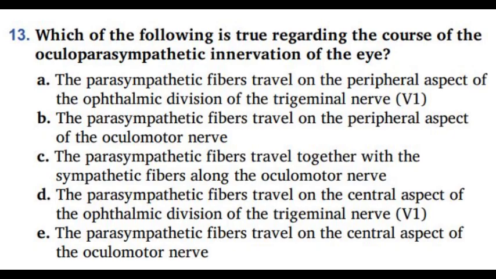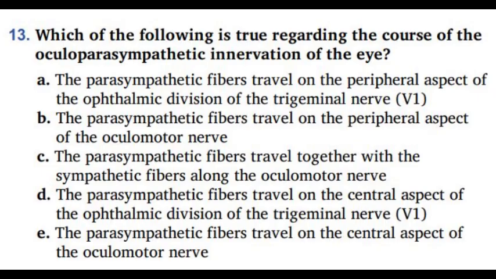Our next question says, which of the following is true regarding the course of the oculoparasympathetic innervation of the eye? We've had a little discussion about this earlier, so let's look at the option. The parasympathetic fibers travel on the peripheral aspects of the ophthalmic division of the trigeminal nerve, V1. That is false. We know that the parasympathetic fibers actually travel alongside the oculomotor nerve, on the peripheral aspect of the oculomotor nerve, and that option was false.